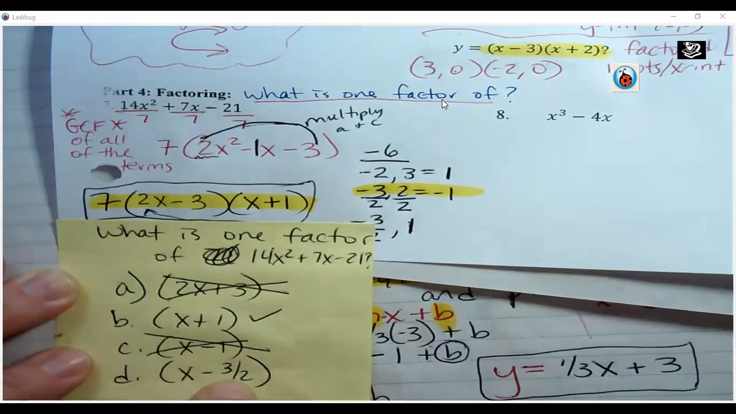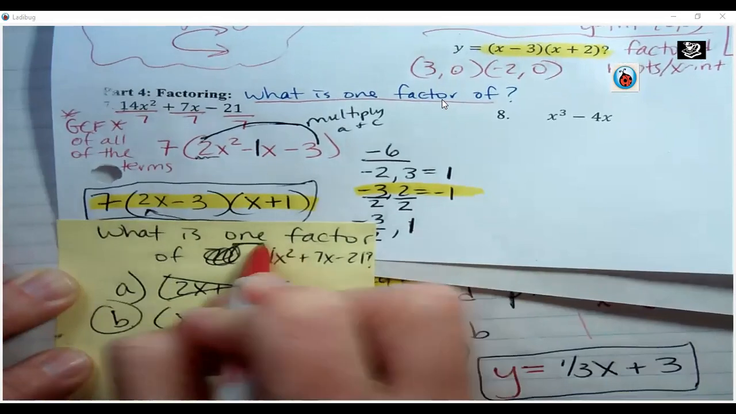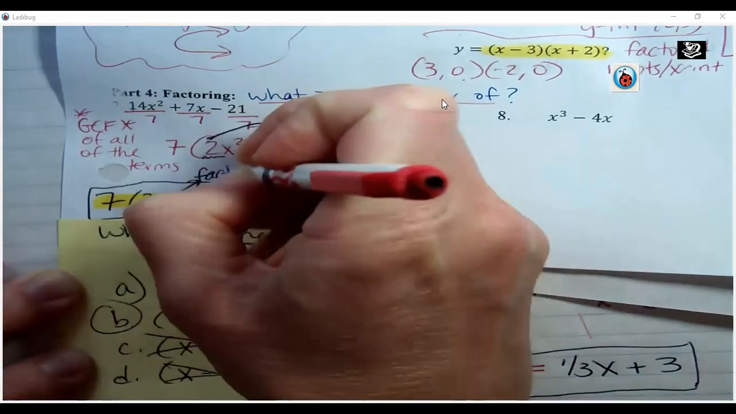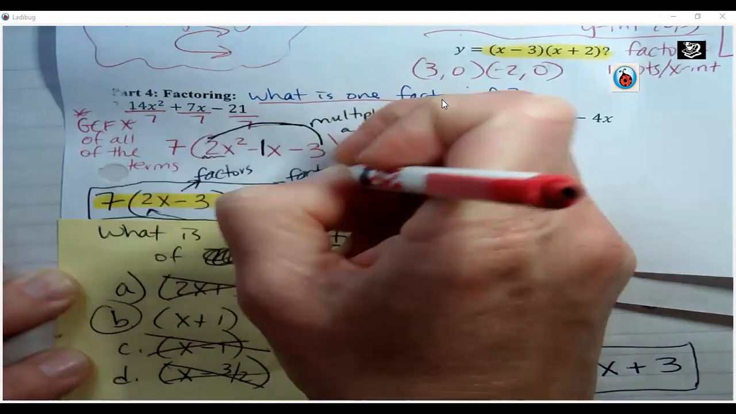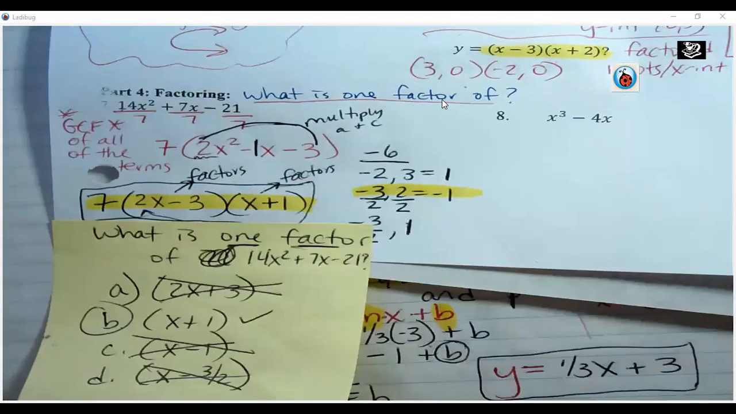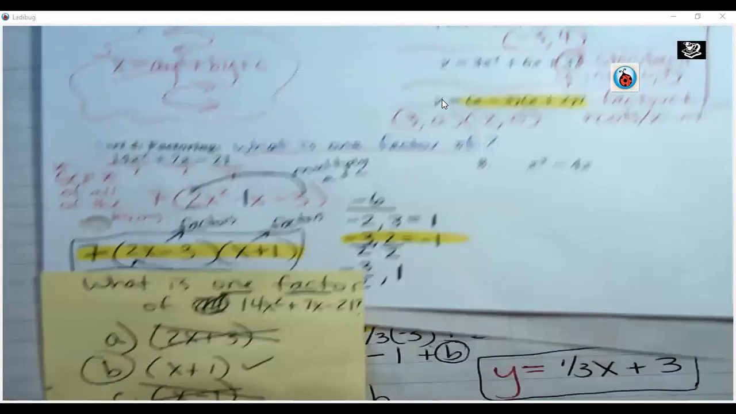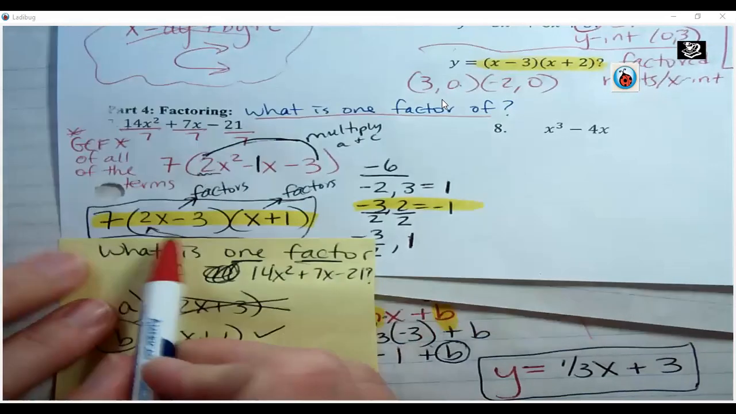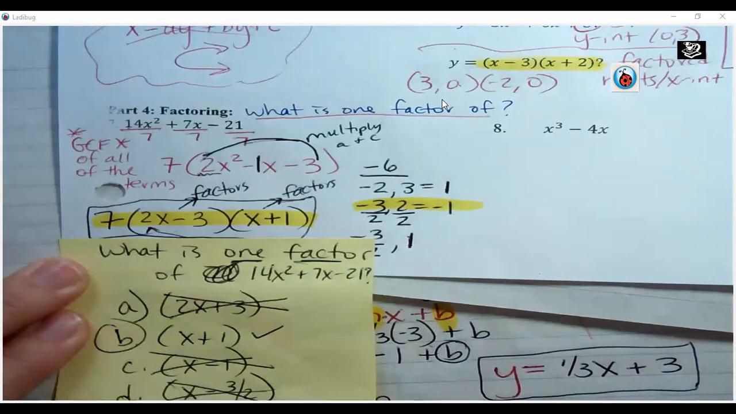And then what about x minus 3 over 2? No. So one factor, these are the factors, what's in the parentheses, okay? So it's not asking for an x-intercept or anything. It wants to know what's one part of your answer, okay?